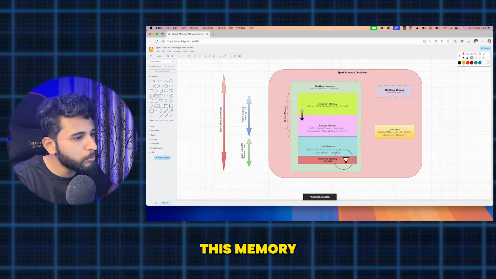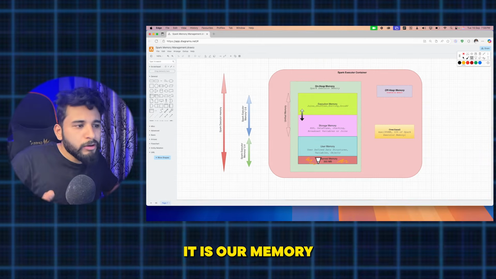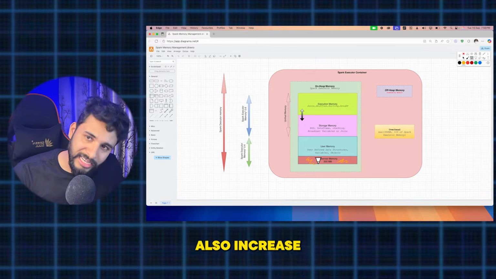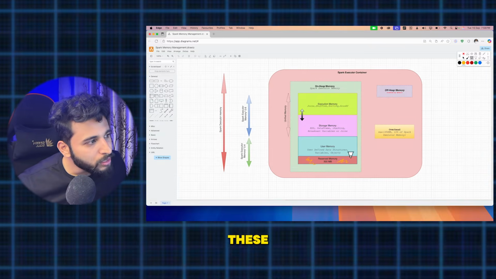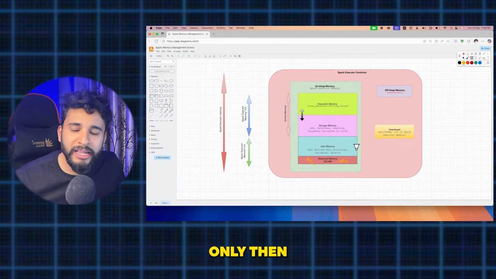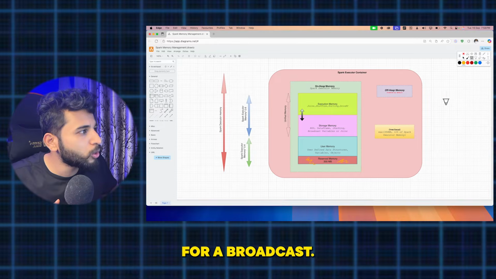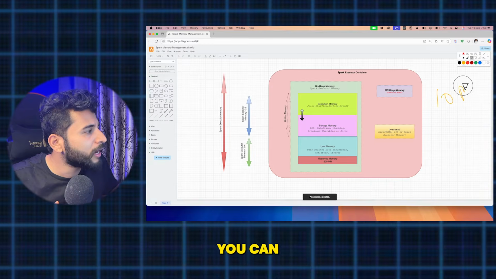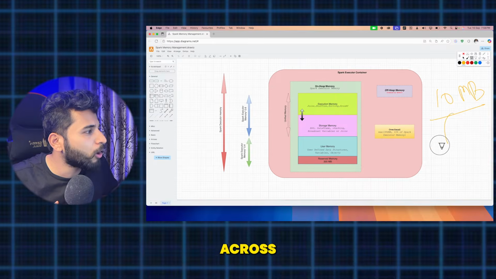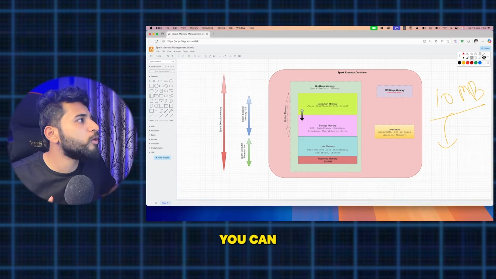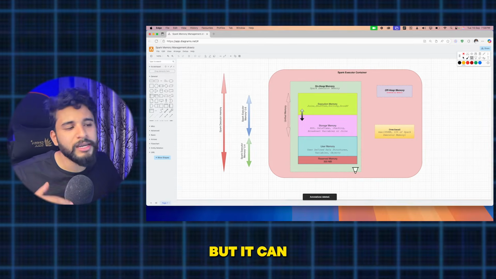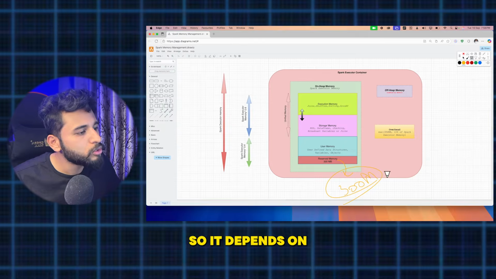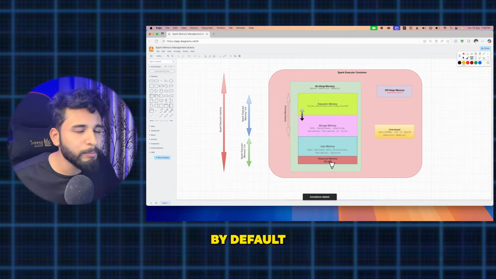Apart from this, this memory is very, very important. That is reserved memory. Reserved memory by default is 300 MBs. It can definitely be greater than this; you can also increase that type of memory. These sizes are all by default only. For a broadcast join also, by default I think 10 MBs are there. You can broadcast a data frame up to 10 MB across all the executors by default, but definitely you can increase it also. Similarly, by default it is 300, it can be increased also. So it depends on how much size you are giving it.